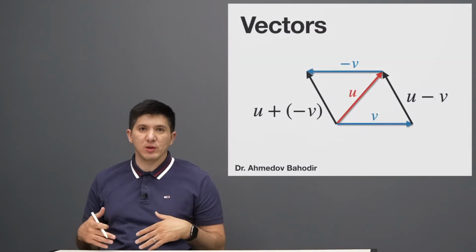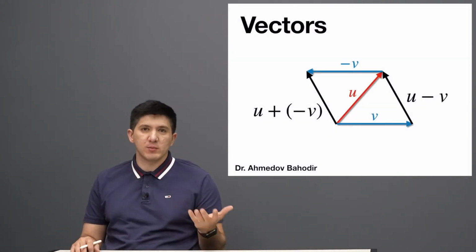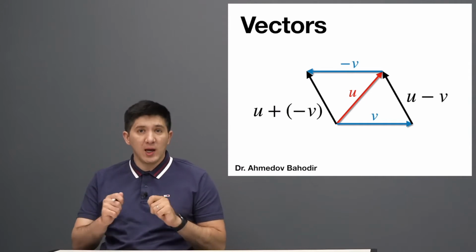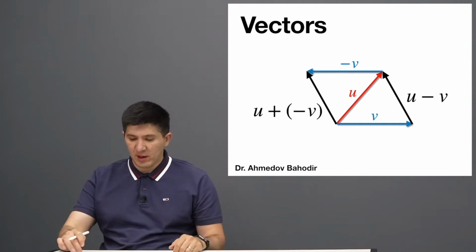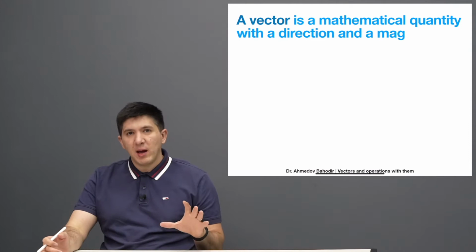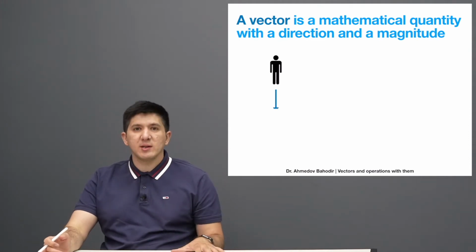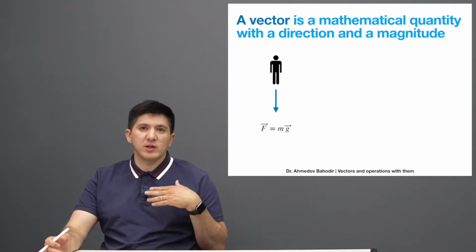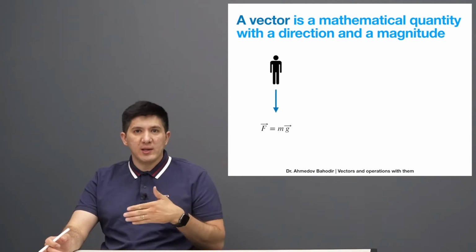Well, we are going to introduce vectors, and also we're going to discuss operations with vectors geometrically. So essentially how to add the vectors, how to subtract the vectors, and how to change the lengths of a vector. Well, a vector is a mathematical quantity which has two attributes. Essentially, it has a direction and it has a magnitude.